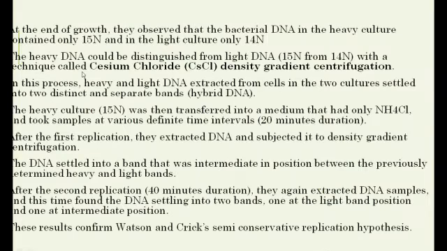So at the end of the growth, they observed that the bacterial DNA in heavy culture contained only 15N. In the light culture, it had only 14N. But the heavy DNA could be distinguished from light DNA, that is 15N from 14N, by density gradient centrifugation using cesium chloride. So if we do centrifugation, what will happen? The lighter will come up and the heaviest will go down.